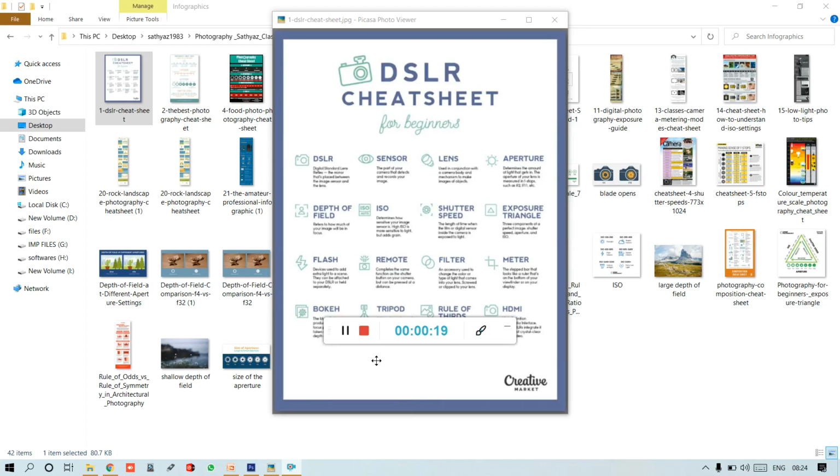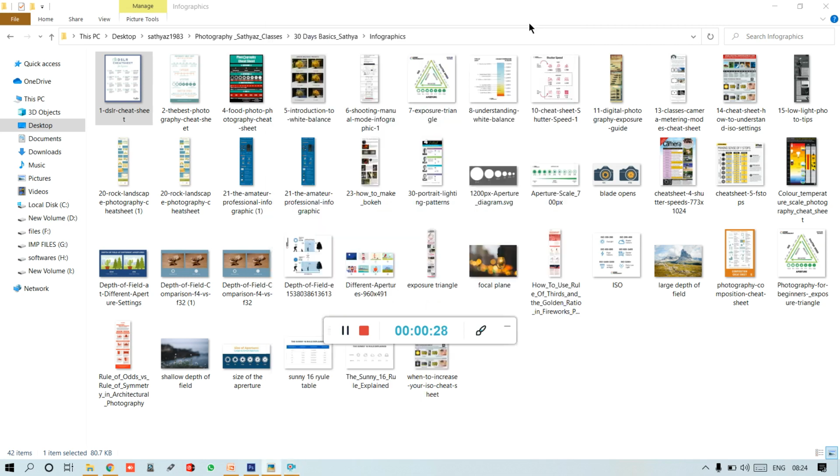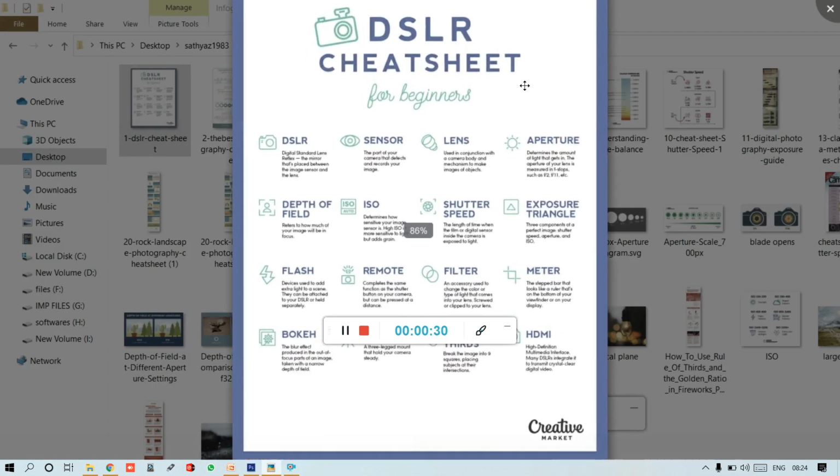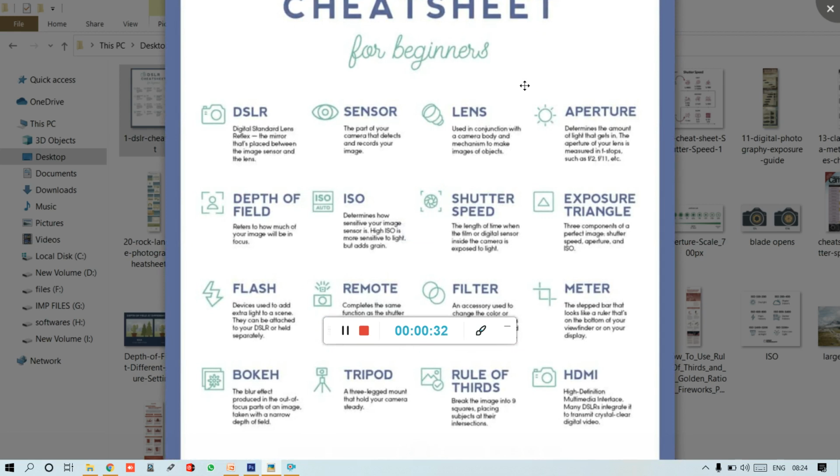The first one is called DSLR. What is DSLR? So DSLR-oda full form, I'll just zoom and show here. Digital Standard Lens Reflex. So DSLR full form is Digital Standard Lens Reflex, that is a mirror which is placed in between the image sensor and the lens.